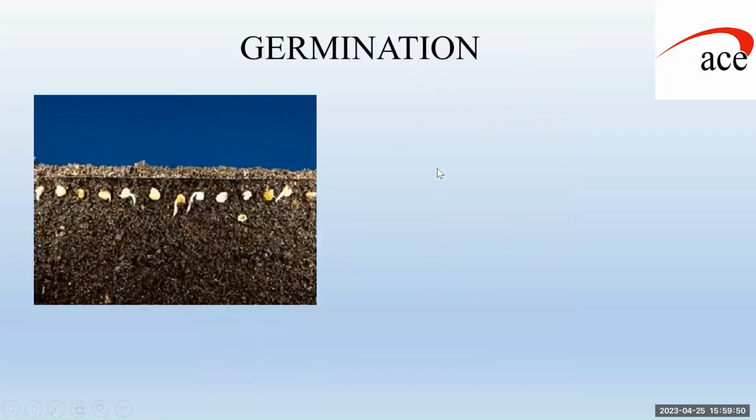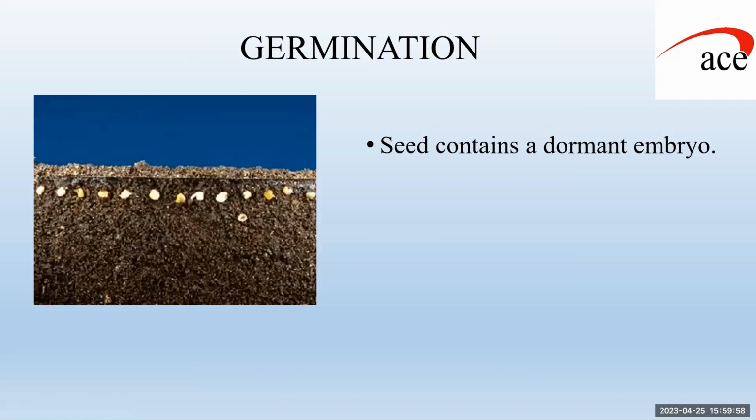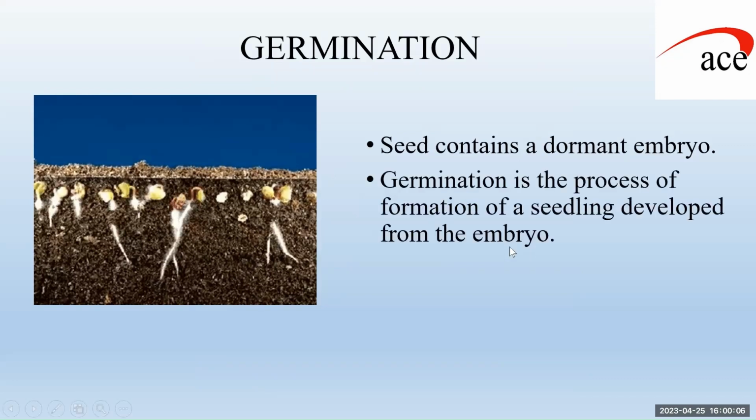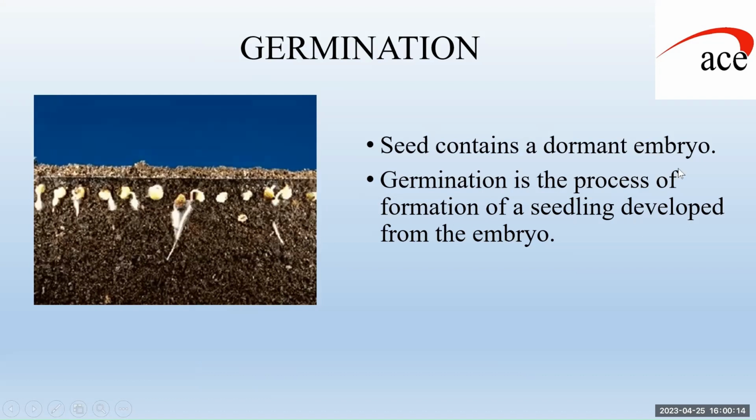Whenever you talk about germination of seeds, the seed itself contains a dormant embryo. A dormant embryo is an embryo that is inactive. After it undergoes maturation, this embryo would form a seedling. So basically, the embryo is dormant, and then on becoming active, it would form a seedling.